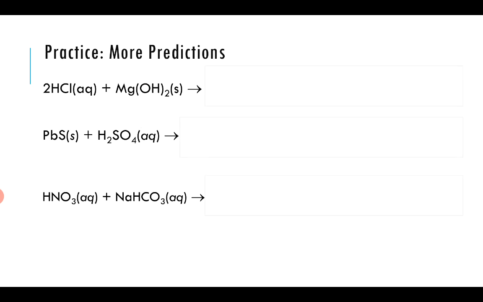Here's some more practice problems for you for predicting the products. Go ahead and pause the video and try to do it yourself. Okay, you have some answers? Let's go over this. So, chlorine is a 1- anion, hydrogen is a +1 ion, hydroxide is a -1, magnesium is a 2+. This is going to follow our double displacement pattern, and you might have even noticed that it's an acid-base neutralization.